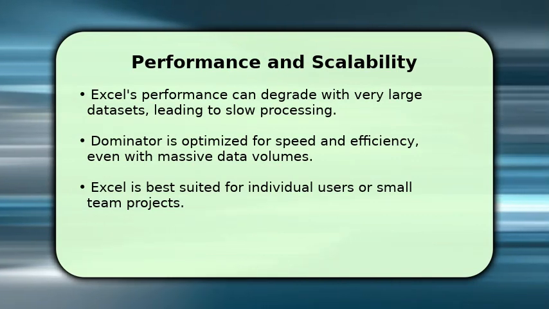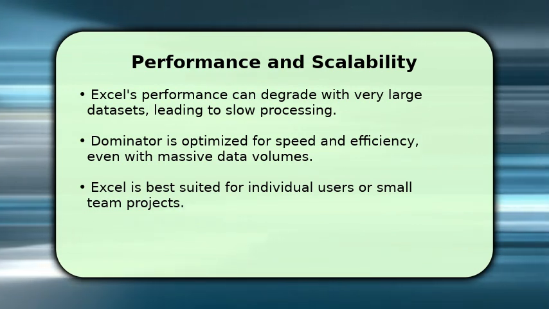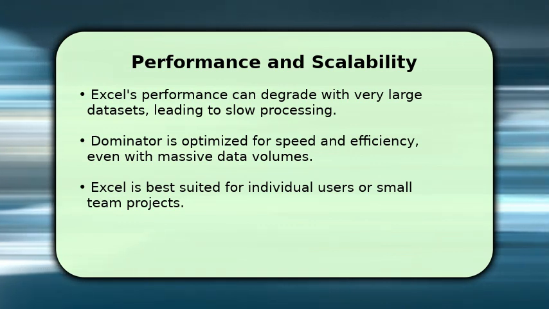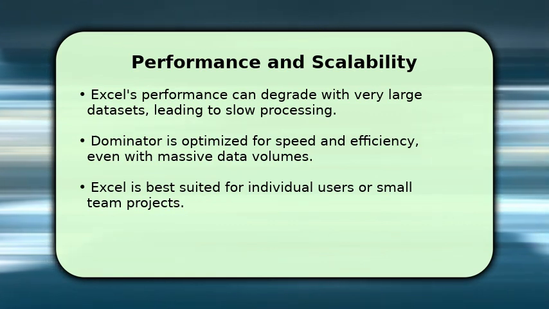Performance and scalability are critical differentiators. Excel can become sluggish when dealing with hundreds of thousands of rows, often requiring significant processing time for complex formulas. Dominator is engineered for high performance, capable of processing billions of data points in seconds. Its distributed architecture ensures seamless operation across vast datasets, supporting hundreds of concurrent users without performance bottlenecks.